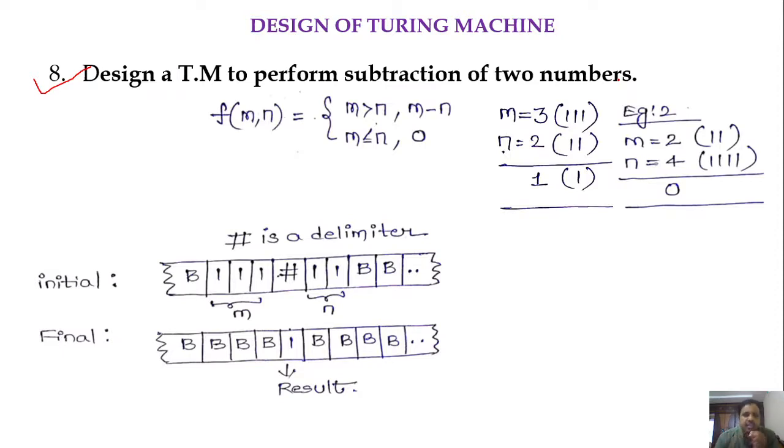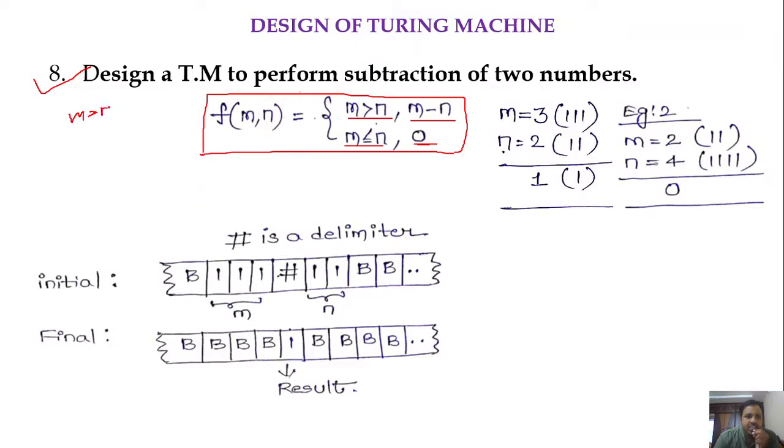Okay. So here we have to perform the subtraction of two numbers. To perform this subtraction, we have this function f of m, n: if m is greater than n, then the result must be m minus n. If m value is less than or equal to n, the result must be 0. Okay, so in this manner we have to perform the subtraction, right? If m value is greater than n, we must get the subtraction result. If m value is less than or equal to n, then we must get the result as 0.